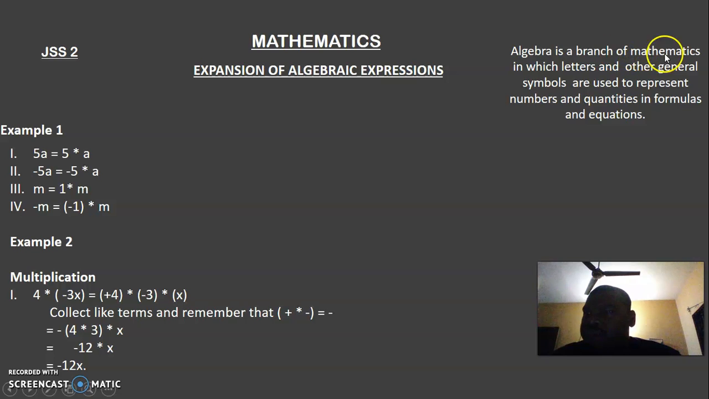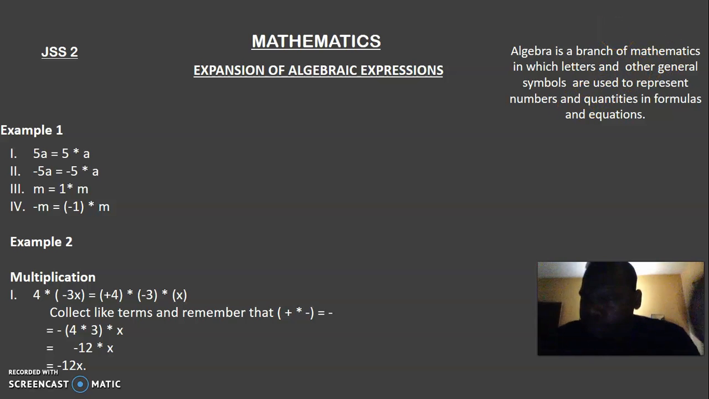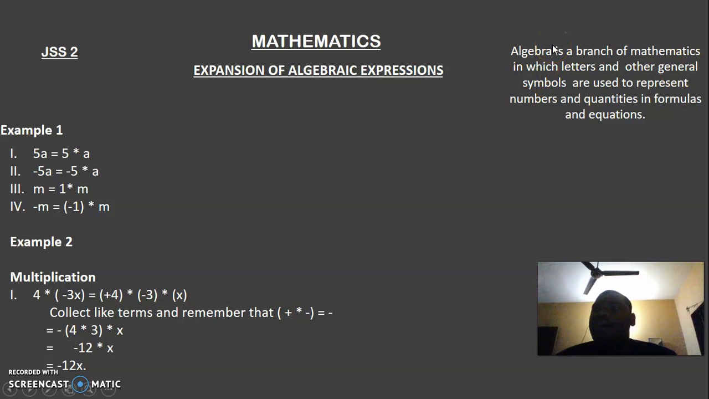Algebra is a branch of mathematics in which letters and other general symbols are used to represent numbers and quantities in formulas and equations. That is, algebra is simply addition of letters, that is alphabetical letters like A, B, C and co, to numbers, and also quantifying them, like ABC and ABCD representing a particular number. So that's the meaning of algebra.